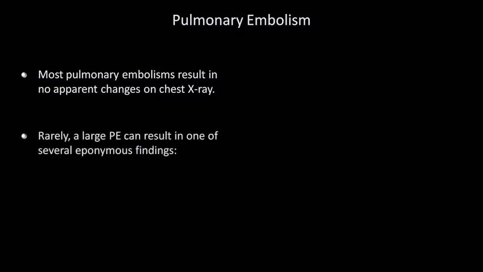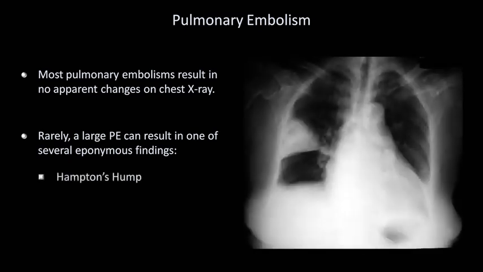Most pulmonary emboli result in no apparent changes on chest X-ray. Rarely, a large PE can result in one of several eponymous findings. First is the unfortunately named Hampton's hump. This is a wedge or dome-shaped, pleural-based opacity due to lung infarction. This opacity may take months to resolve and frequently leaves scarring in that region.